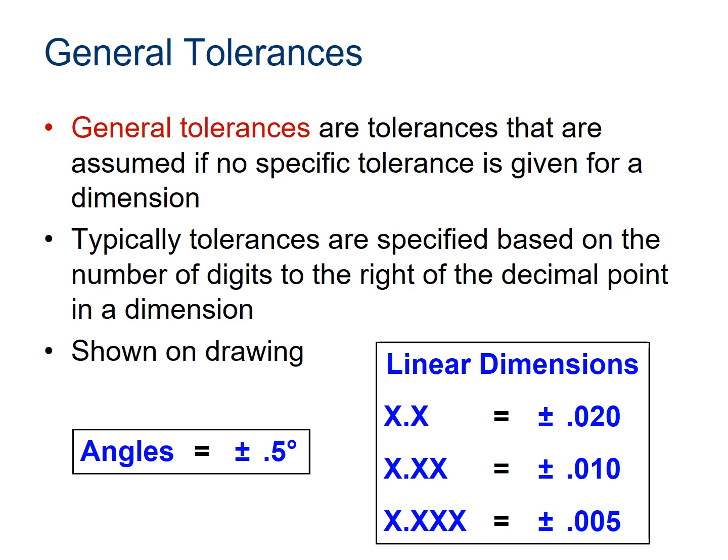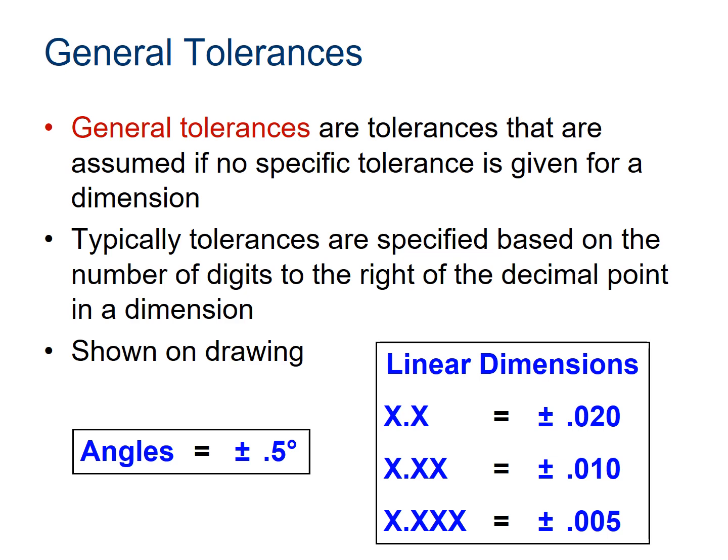So yes, there's another term called general tolerances we need to understand. These are tolerances that are assumed if you don't have a specific tolerance given for a dimension. So typical tolerances are specified based on the number of digits to the right of the decimal point in a dimension, and they would be shown on the drawing. So for angles, I might give a general tolerance for the whole drawing. I might say for angles, the tolerance is plus or minus 0.5 degrees. I might say also, if you notice, here's the x point x. That means for linear dimensions, it's going to be plus or minus.